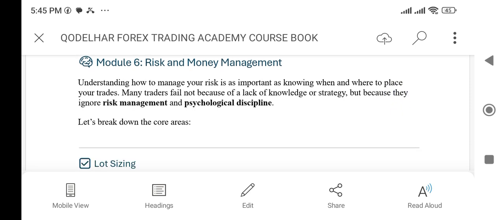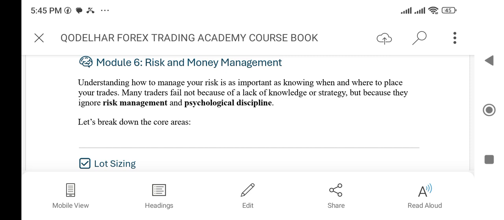Understanding how to manage your risk is as important as knowing when and where to place your trade. When you know when to place your trade and where to get out of your trade, that's good risk and money management. So many traders fail not because of a lack of knowledge or strategy, but because they ignore risk management and psychological discipline.